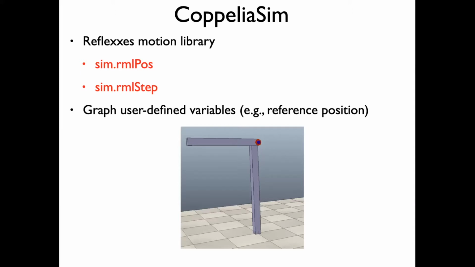So for example, in this case, I'm trying to track a joint reference position and I want to plot that in the graph. How do I do that? And that's going to be the second new part in today's lecture.